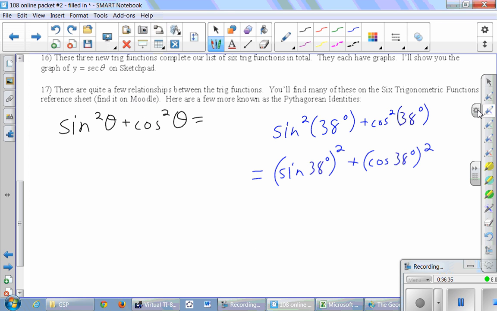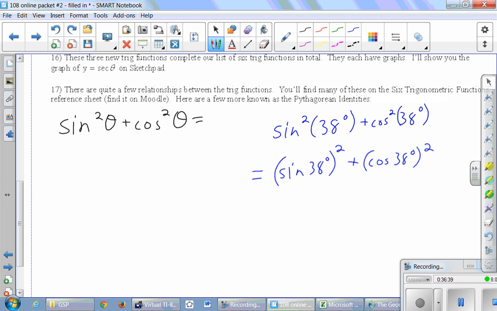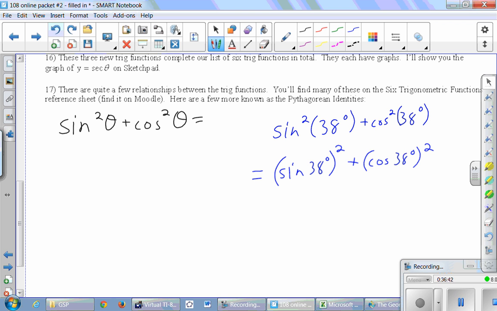So it turns out that this thing here is equal to 1. And in general, no matter what angle you have, sine squared theta plus cosine squared theta is 1 all the time. So that right there is one of our Pythagorean identities. It's kind of surprising. Okay, there are two other Pythagorean identities. I can never remember them, but I can figure out how to derive them, and maybe you can too.